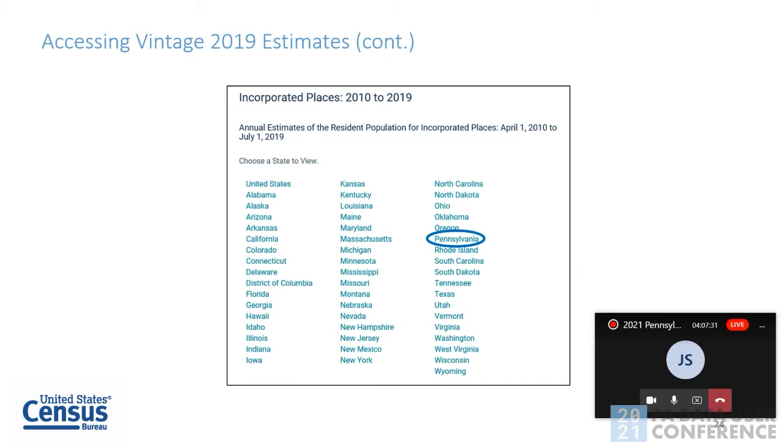You see a matrix of tables with the 2010 to 2019 incorporated place estimates. There's a link for all of them, all 19,500 or so of them in the United States. And then I am going to select Pennsylvania here, and let's look at the result for Pennsylvania.